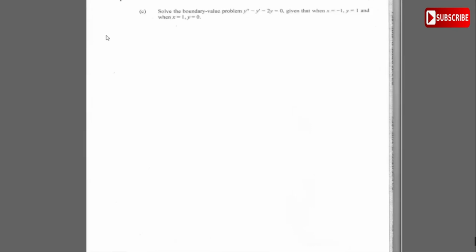Now to solve this problem, first we need to solve the auxiliary equation. I like to call it AE. The corresponding auxiliary equation will be u squared minus u minus 2 is equal to 0. And then you go ahead and factorize this.